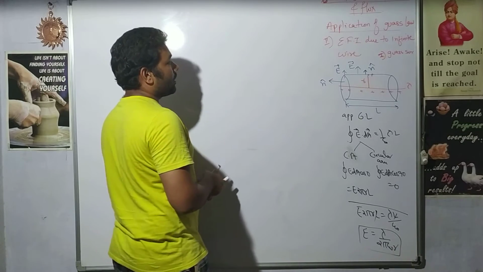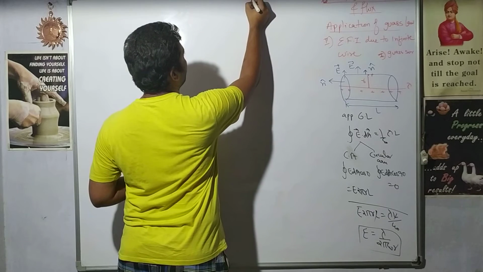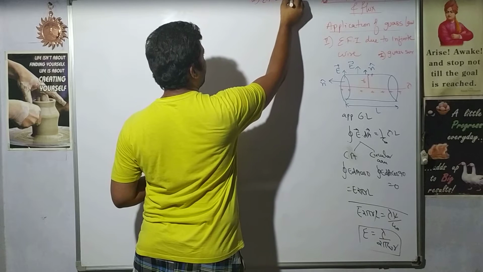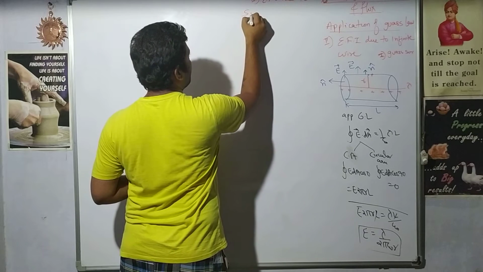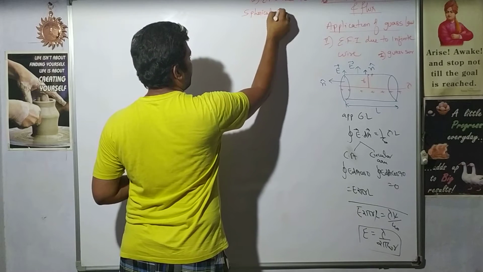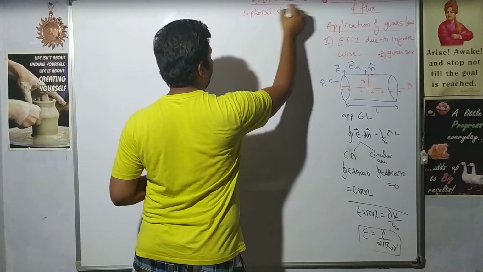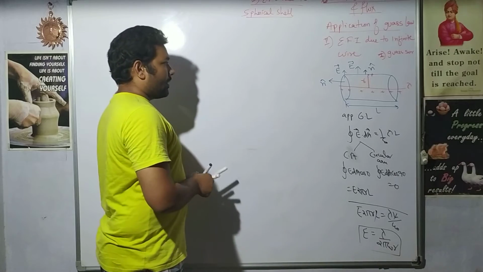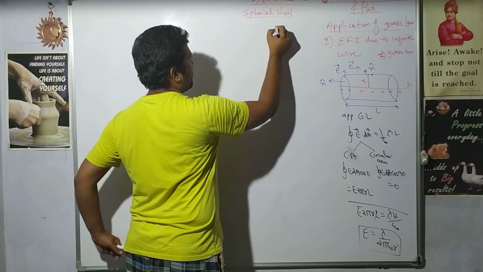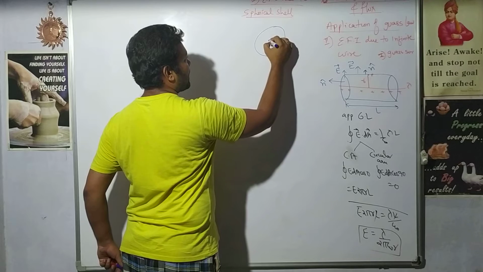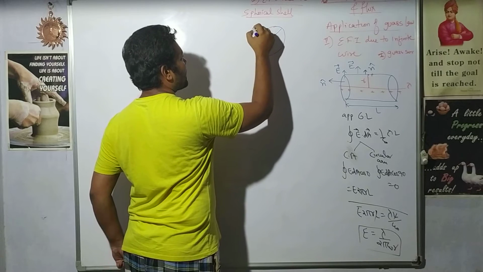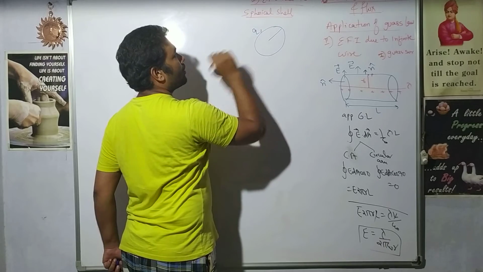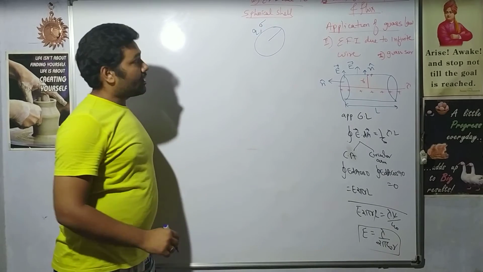Then the third application of the Gauss theorem is electric field intensity due to a spherical shell. Spherical shell, right? So what is a shell? Shell means it is hollow from inside. So let me draw a spherical shell. So I have been given a spherical shell, right? And this shell has a charge Q distributed over it, and due to Q, it has a surface charge density sigma.